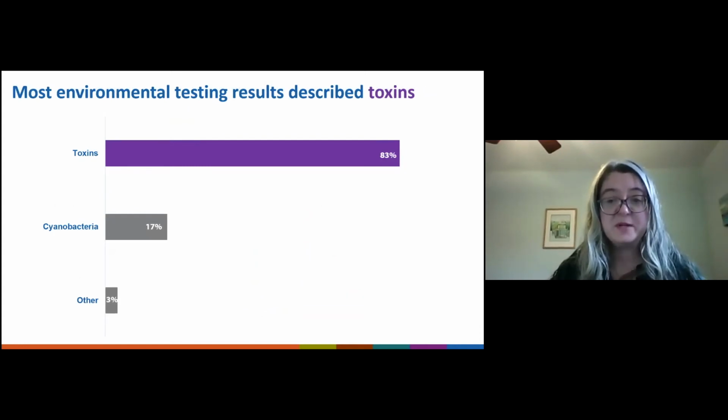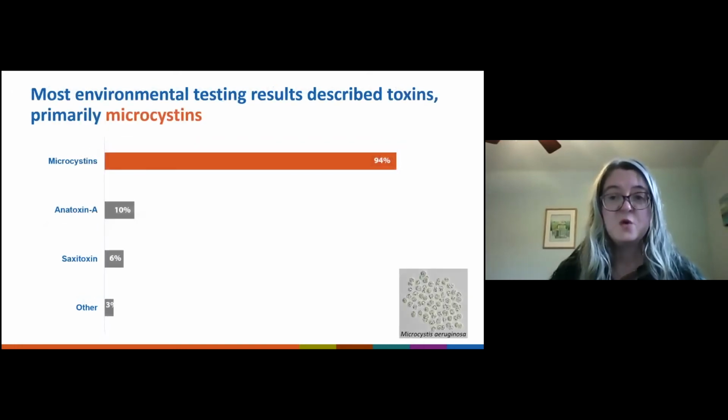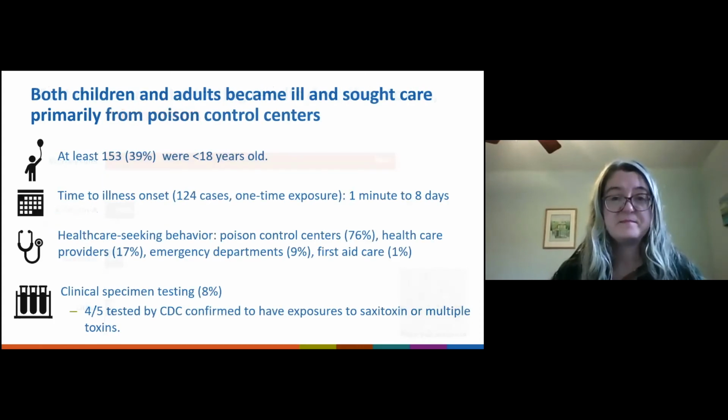Toxins were the most frequently reported result of environmental testing, indicated for 83% of the HAB events in which testing occurred. Within those results, microcystins, a set of cyanobacterial toxins, were reported for 94% of HAB events.